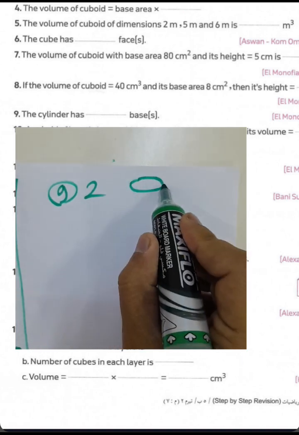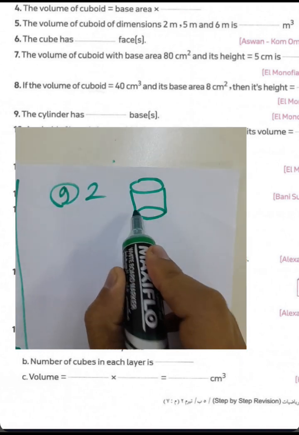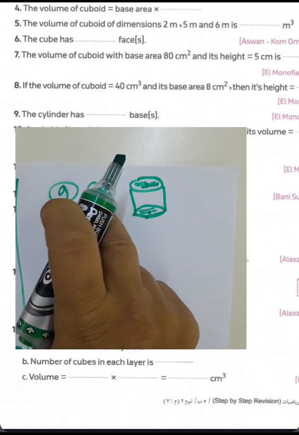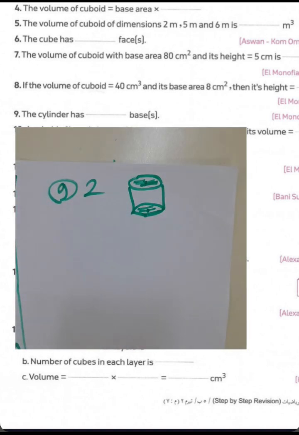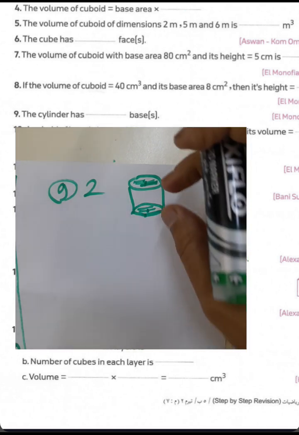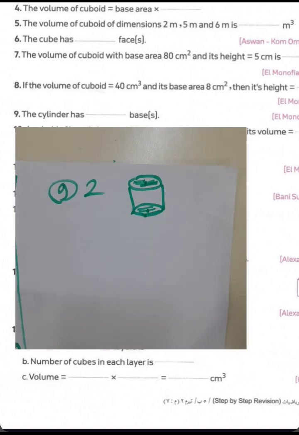Question number 9. The cylinder has two bases. We have two bases. We call it a cylinder. In this cylinder we have one base, two bases. Each one of them we call a circle. The base of a cylinder is a circle, and we have two congruent bases. Question number 10.